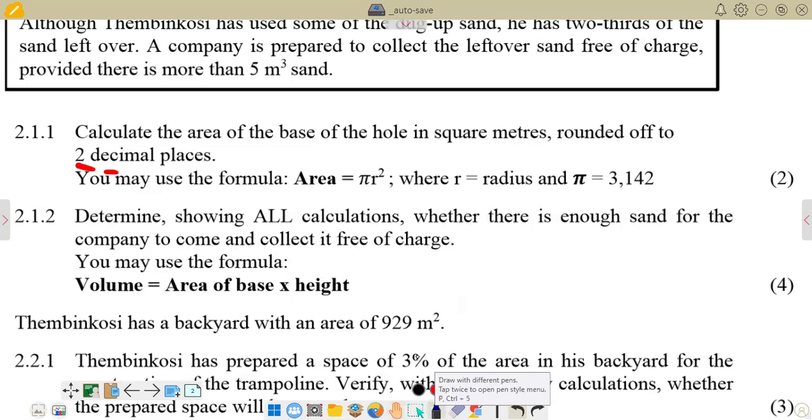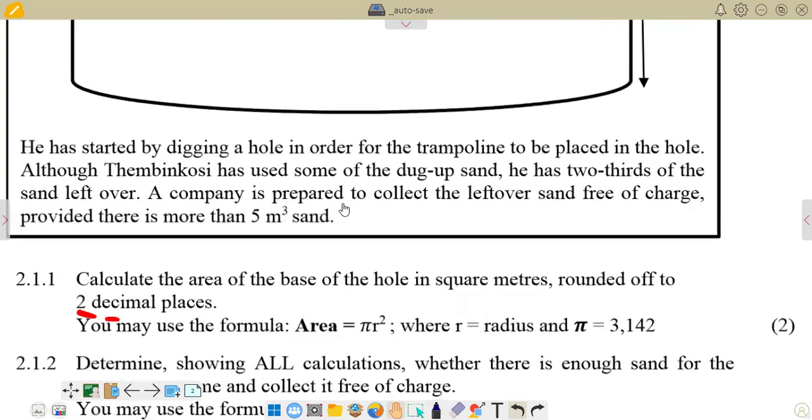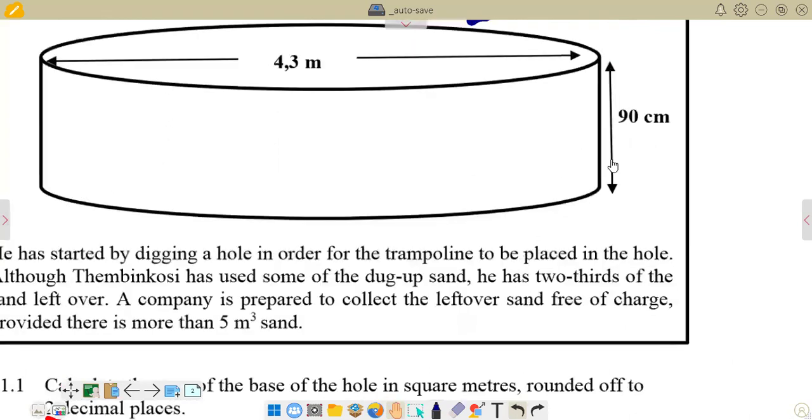So let's see what this question is saying about collection free of charge. The company is prepared to collect the leftover sand free of charge, provided there is more than 5 cubic meters of sand. So we are just going to prove if we have a volume of more than 5 cubic meters, then it's eligible to be collected free of charge. If it's less than that, we know that it cannot be collected free of charge. So we go back to our question. We see that our height is 90 centimeters.